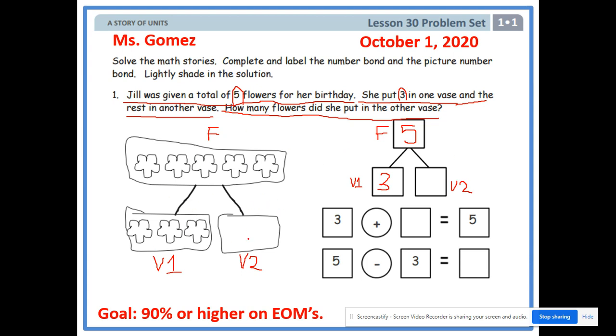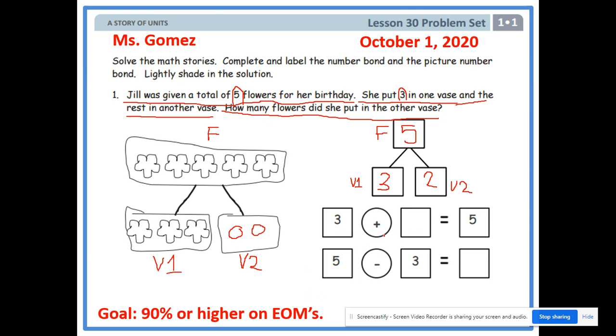So they want to know how many in the other vase. Well, if you already have 3, how many to get to 5? Because remember that 5 is our whole number. So we have 3. Let's go ahead and draw. 4, 5. Stop. Because we got to 5, which is our total. We cannot have more than 5 because 5 is our whole number. So how many in the other vase did she put? Get ready. Yes, 2.